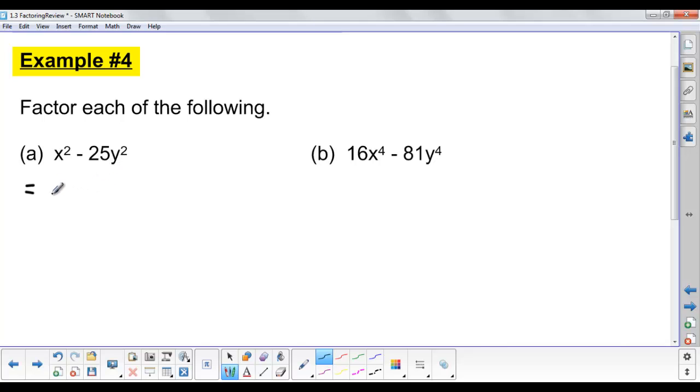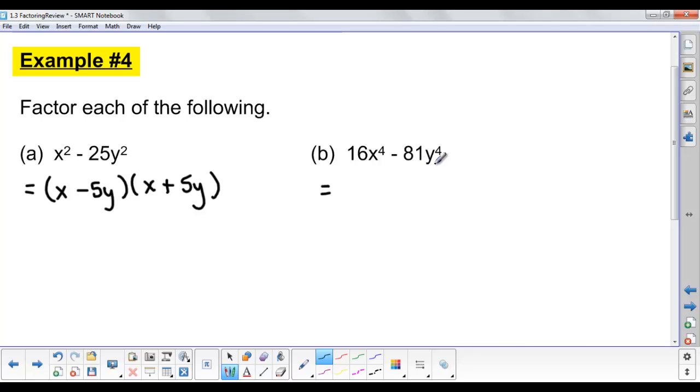Now, the way that difference of squares works is we're going to open up 2 sets of brackets, and we're going to do some square rooting. So I'm going to square root the first term minus square root the second term. So the number and the variable. And basically you're going to repeat everything except now this gets a plus sign. And that's it for difference of squares. We'll try a more complex example.